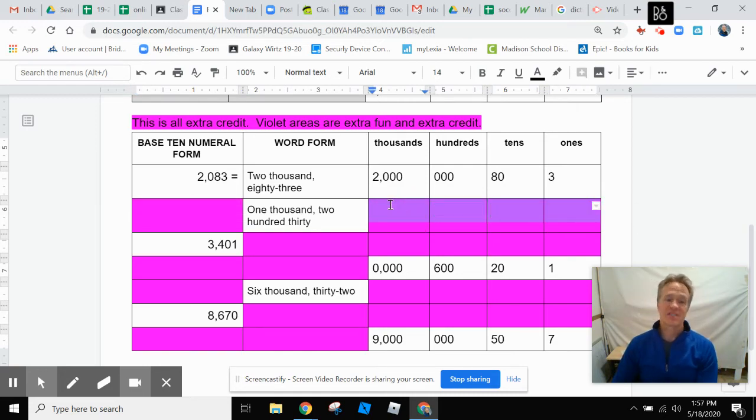Read it, say it, type it, and then expand it out in expanded form.